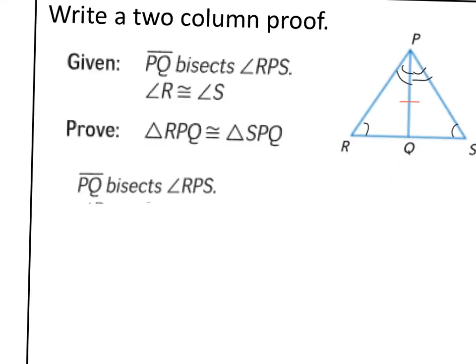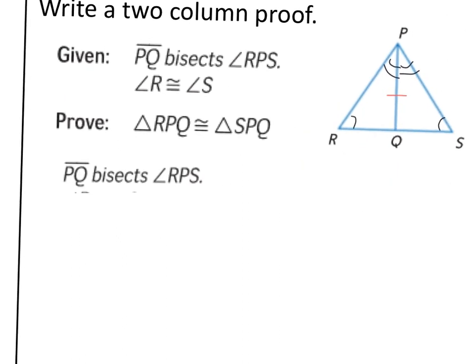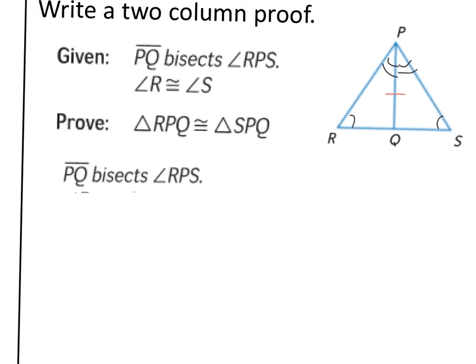Okay, so I'm going to loosely draw a two-column proof, but you have your statements on the left and your reasons or your proof on the right. So I'm going to start with what's given. It doesn't matter which given statement you choose to start with, but I'll start with PQ bisects angle RPS. So how do I know that's true? That's given.